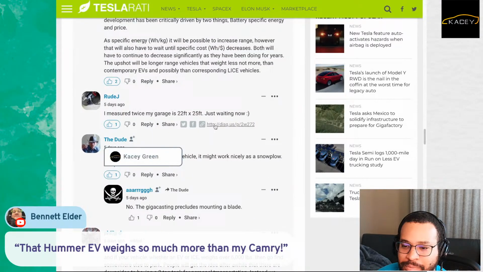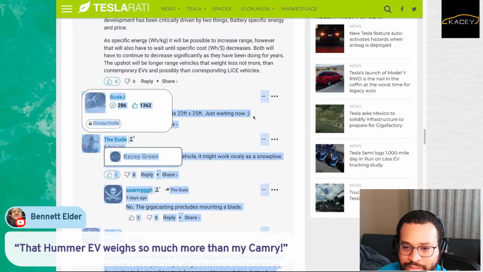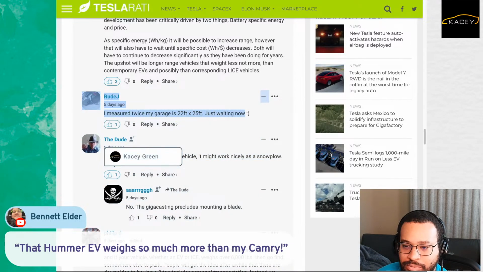I measured twice. My garage is 22 by 25 feet. I'm just waiting now. I'm guessing that was the interstitial article that was asking whether the Cybertruck would fit in your garage.